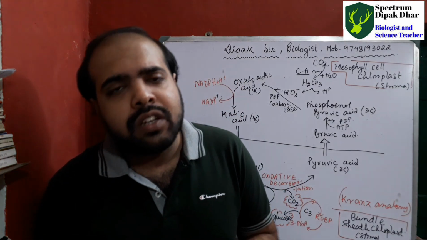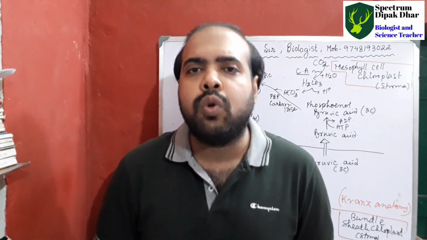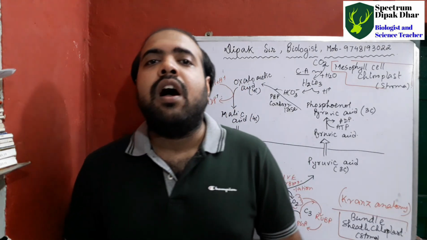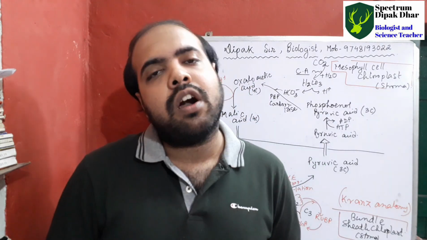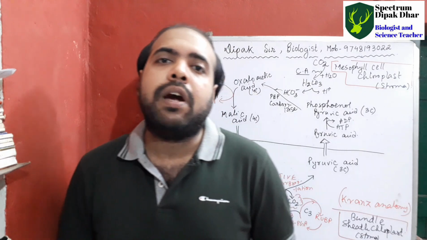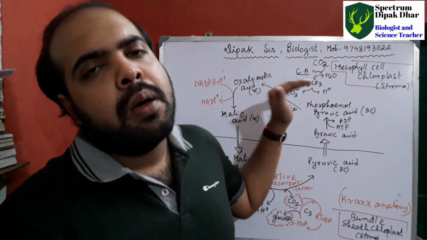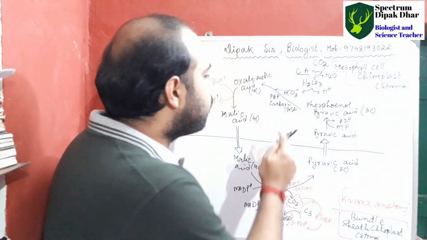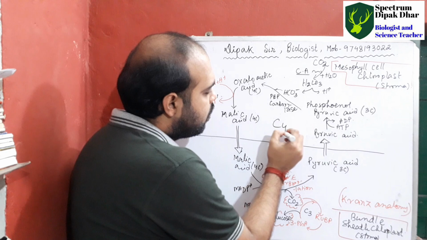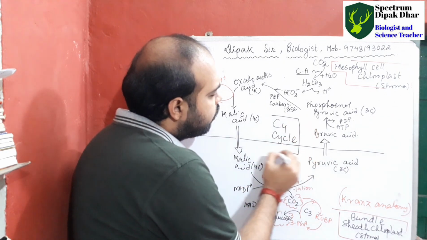So we can see that in C4 plants, the fixation of carbon dioxide into glucose is basically in the bundle-sheath chloroplast. But first of all, carbon dioxide is accepted by the compound phosphoenol pyruvic acid, which is present in the mesophyll cell chloroplast. So that's all about the C4 cycle.